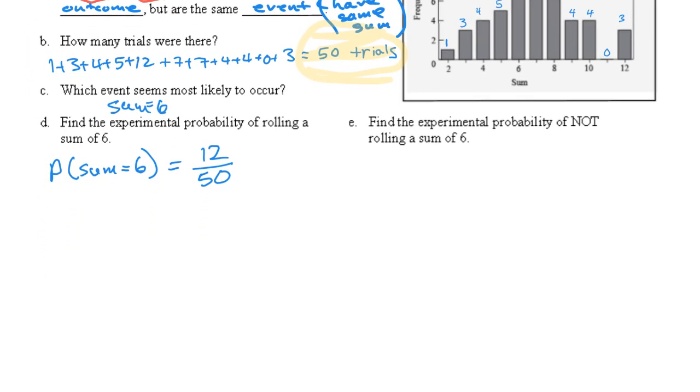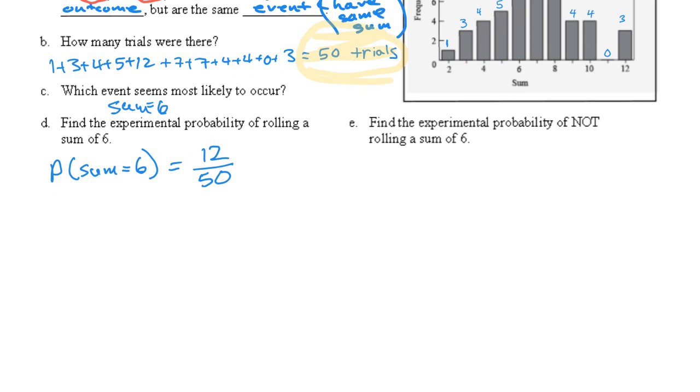So let's do that now. In order to change 12 over 50 into its lowest form, we divide both the top and the bottom by 2. And we end up with our final experimental probability as a fraction of 6 over 25.